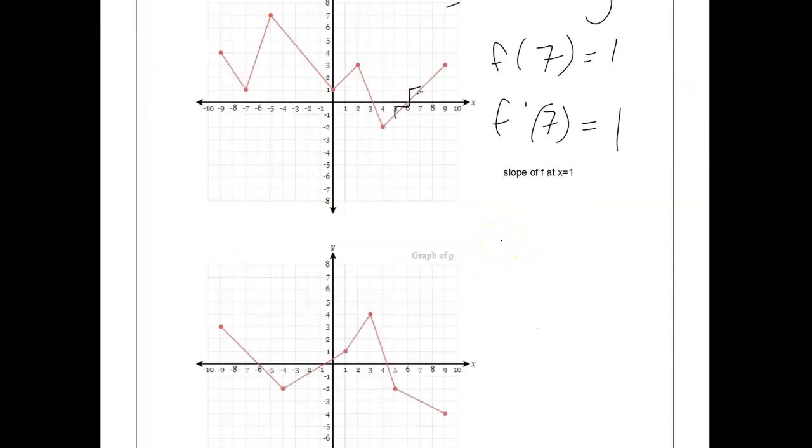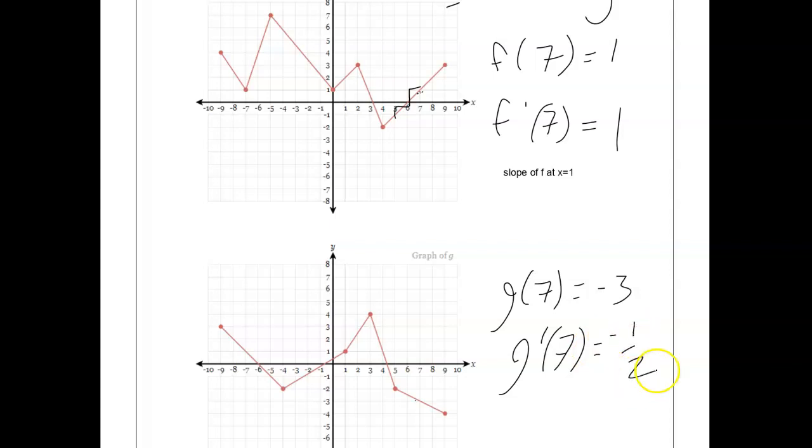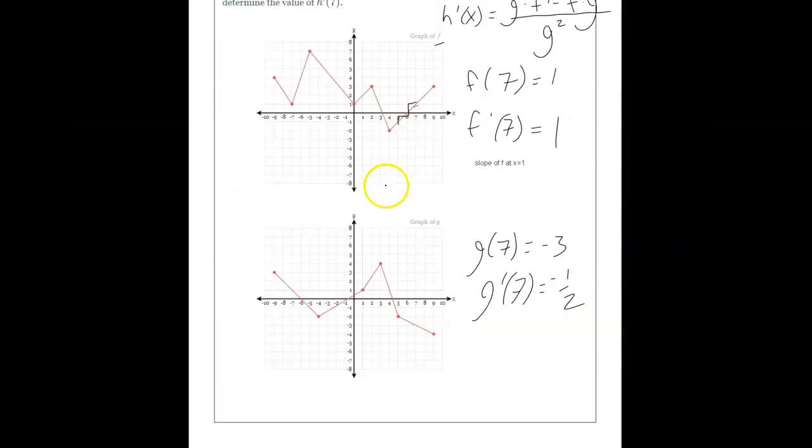And then g, same thing. So g of 7, well, that's down here. That's negative 3. For g prime of 7, I'm going to do rise over run here again. I get negative 1/2. So those are the values we need, right?